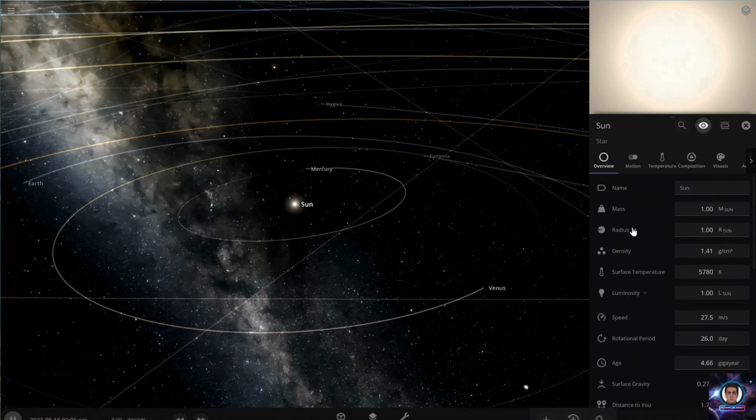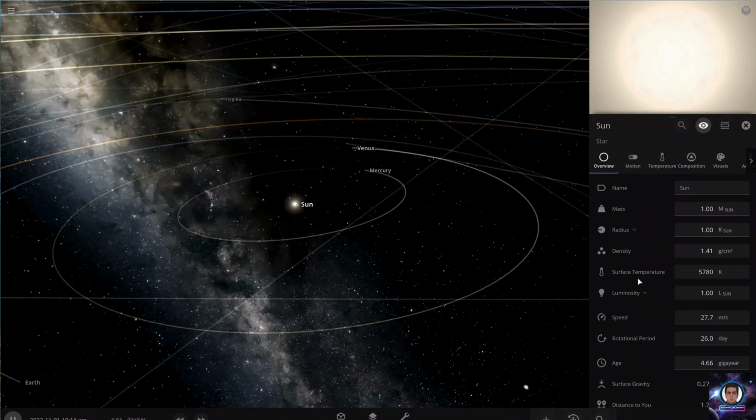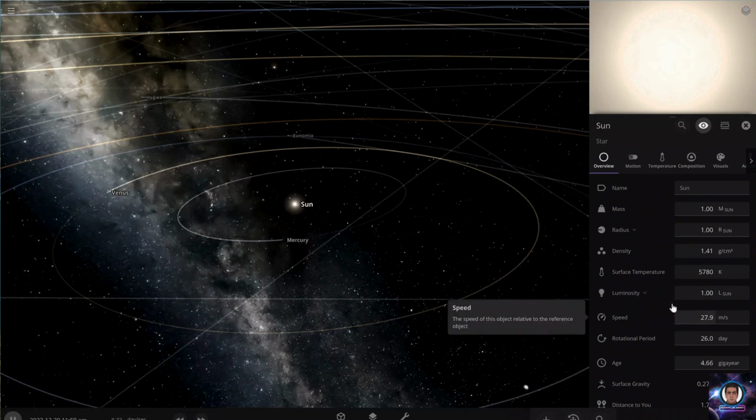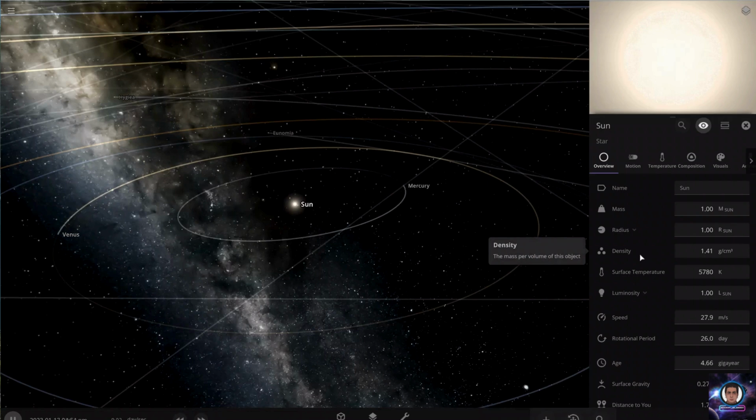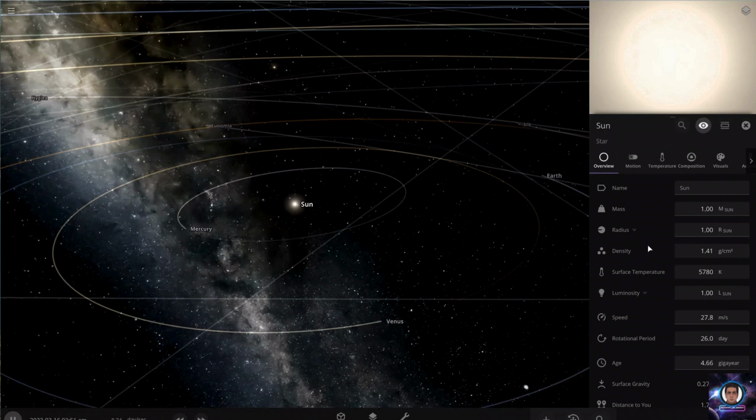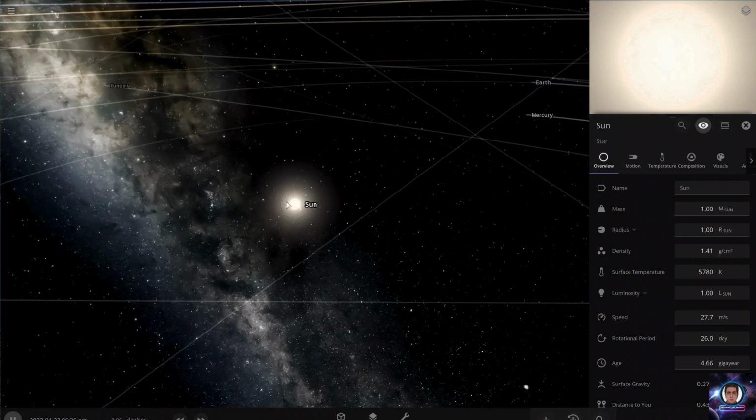In the previous session, I introduced these three parameters which are really related to each other: mass, radius, and density. Now we are continuing with checking the surface temperature, luminosity, speed, and rotational period, and what role each of them has in our simulation. So we have the surface temperature. You can see it shows the surface temperature of the sun right now in our simulation.